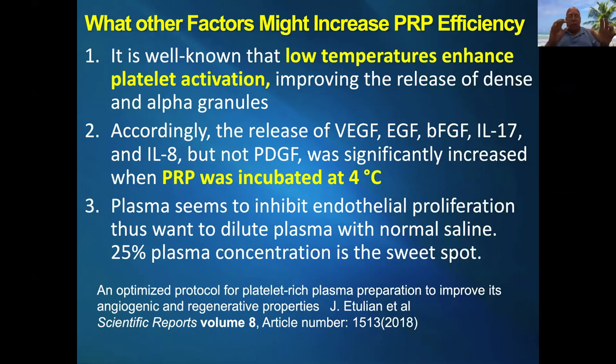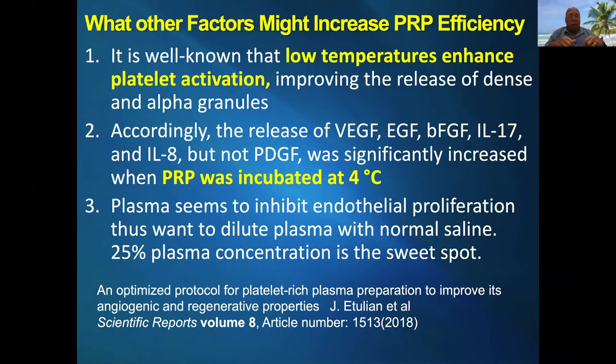Now, another interesting fact is that if we can reduce the plasma concentration down to about a 25% concentration, that is also very important for releasing more growth factors. There's actually been a study recently where they took old blood and they diluted it down with saline and albumin to 25% plasma concentration, and patients seem to have some reversal of age here and there. That was just released, I think, last week.